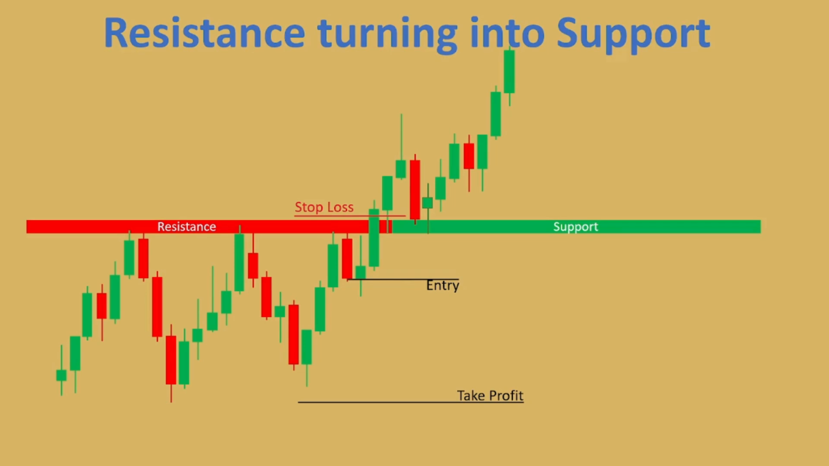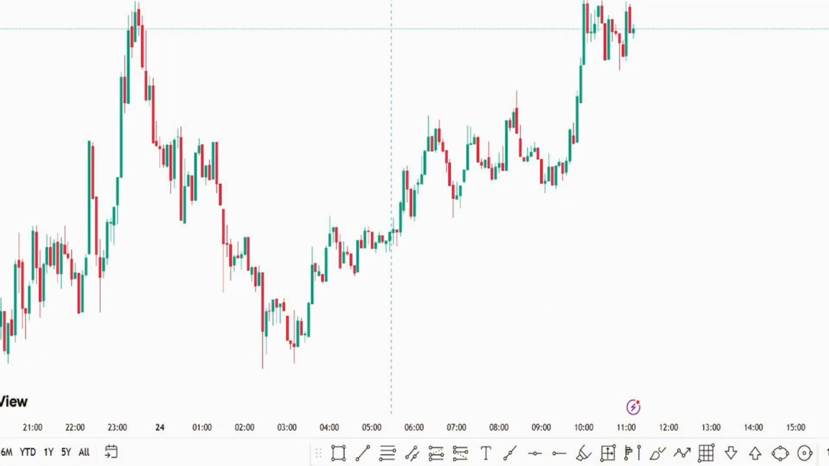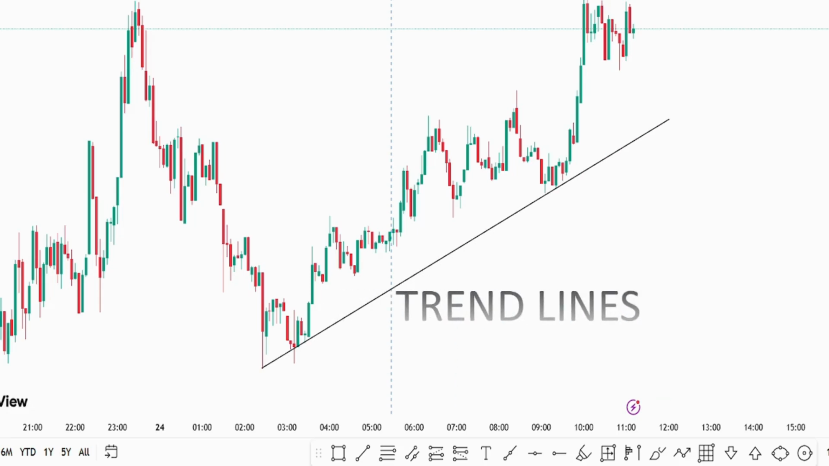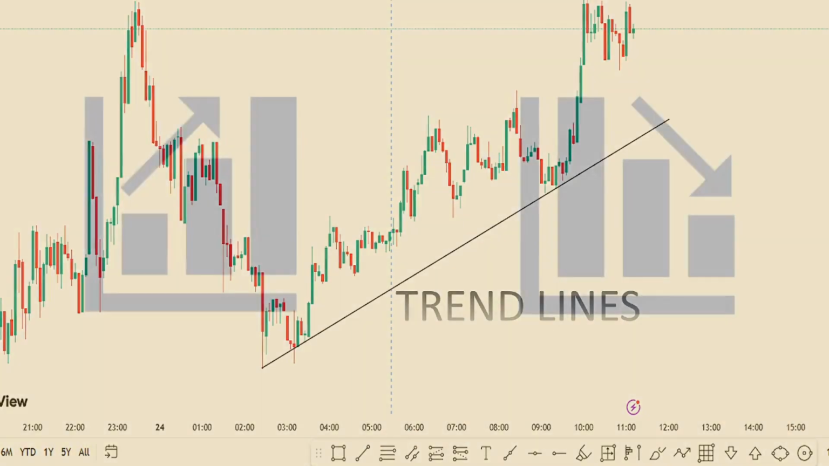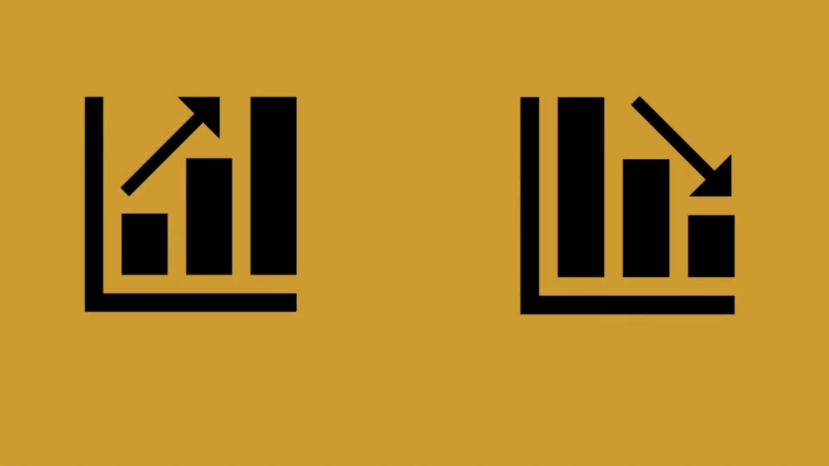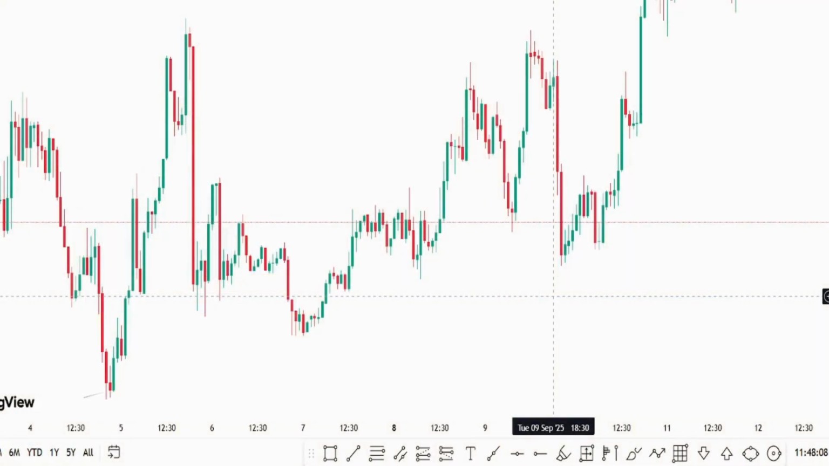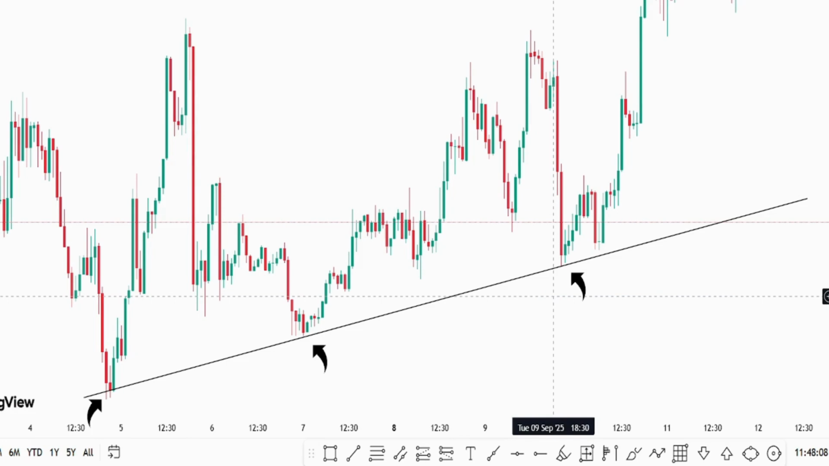Now let's zoom out a bit and talk about a broader concept that helps us track market direction over time. Trend lines. What are trend lines? Trend lines are one of the most basic, yet powerful, tools in technical analysis. They help us visually identify the direction of the market. Let's break it down. When price moves consistently in one direction, either up or down, we call that a trend. A trend line is simply a straight line that connects 2 or more significant price points on a chart and extends into the future to act as a guide.